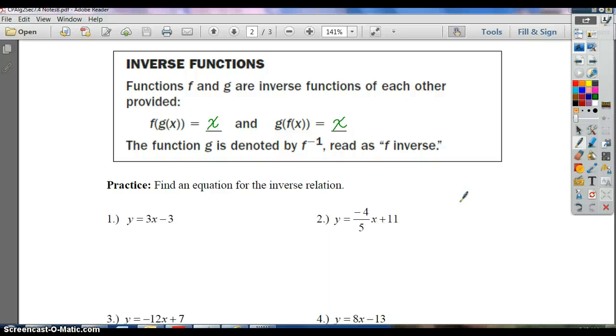We will also talk about, here's a notation thing. F to the negative 1 is f the inverse of that. So if you see f or g to the negative 1, you know that that's the inverse of the original g of x, or f.